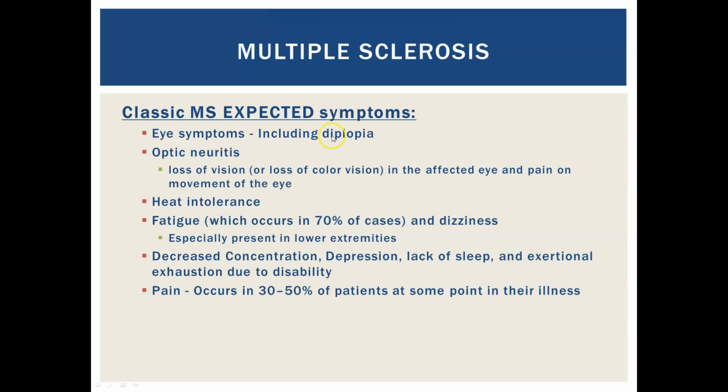We talked about diplopia, optic neuritis, so we can have this loss of vision in the affected eye or pain with eye movement, heat intolerance, fatigue, which is probably the most common thing, but it's the most common thing in everything, dizziness, decreased concentration, depression, lack of sleep, exertional exhaustion, and then pain.